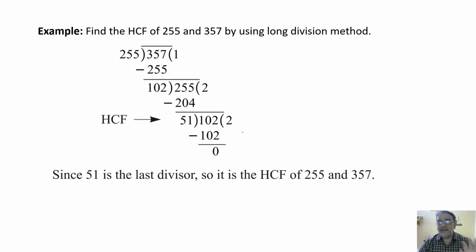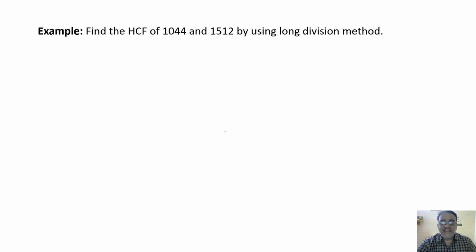Let's take a slightly bigger number and see. Find the HCF of 1044 and 1512. Now the first step, you have to identify the larger number. Larger number is 1512. So we have to divide 1512 by 1044. Definitely 1044 into 2 will be more than 1512. So the first quotient is 1 only. Now subtract. So what you will get?